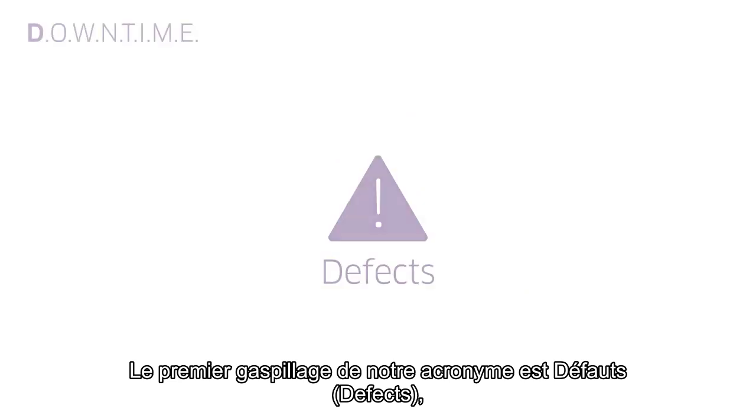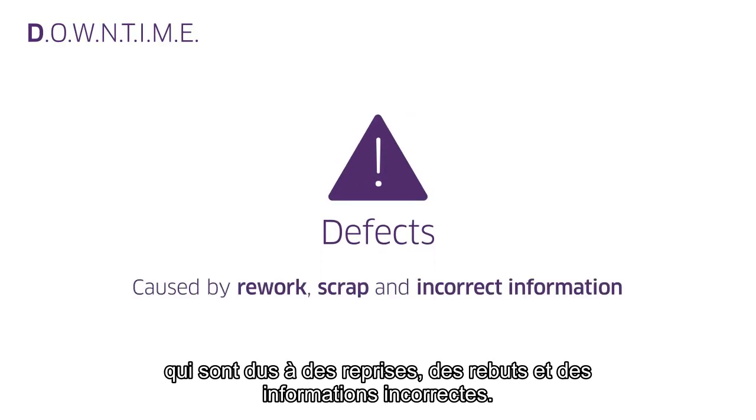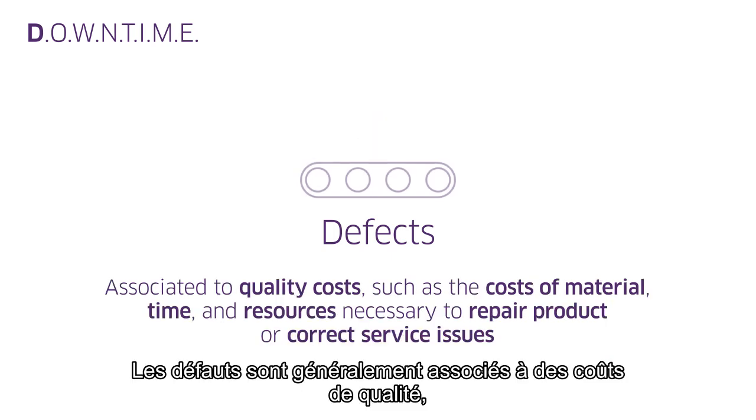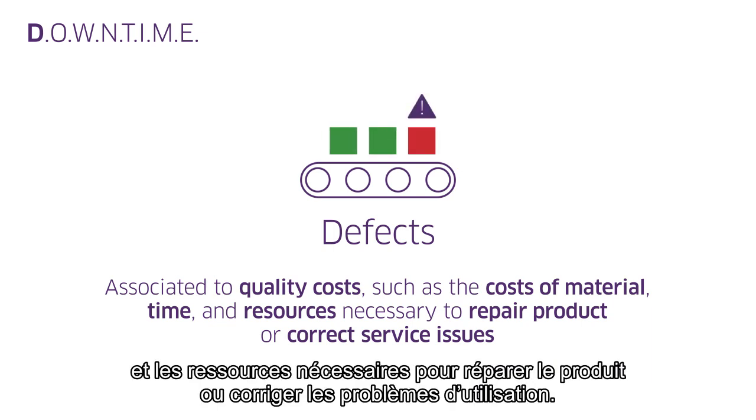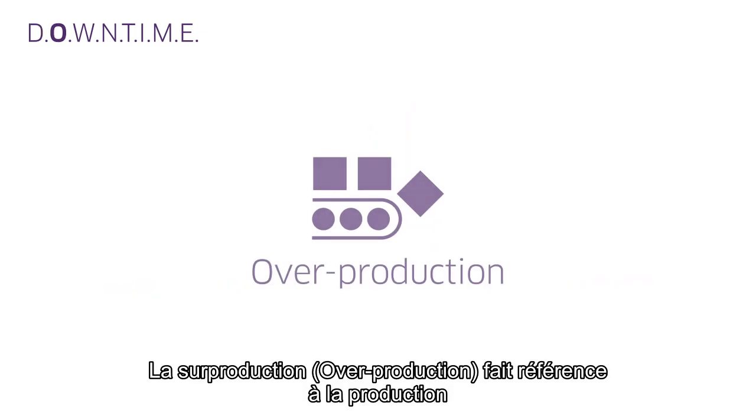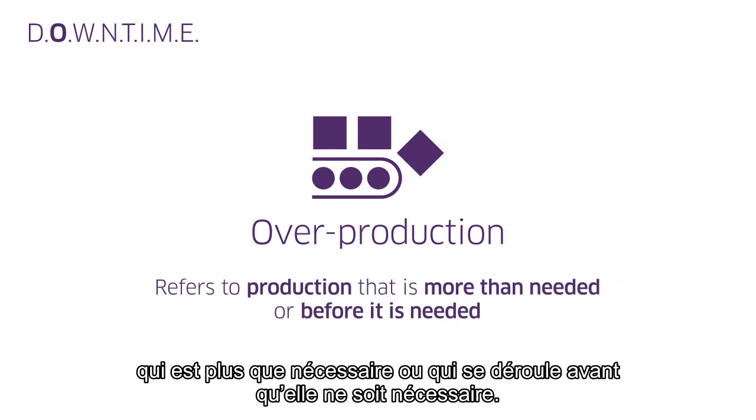The first waste in our acronym is defects. It is caused by rework, scrap, and incorrect information. Defects are usually associated with quality costs, such as the cost of material, time, and resources necessary to repair product or correct service issues. Overproduction refers to production that is more than needed or before it's needed.